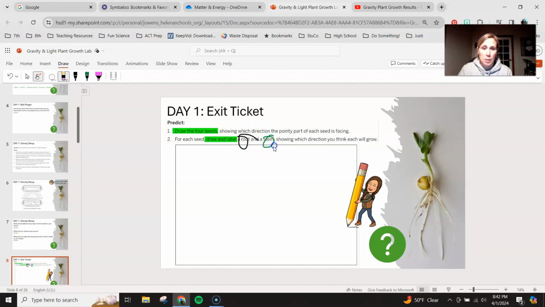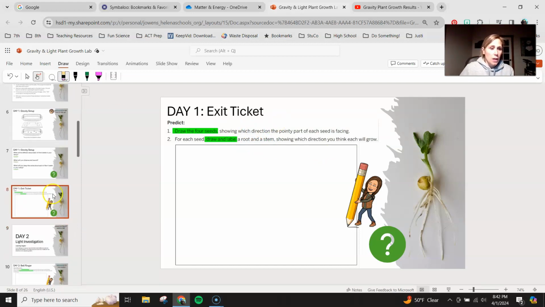So draw your 4 seeds, and make a prediction as to which direction the stems and the roots are going to grow. Okay, you don't need to turn this in yet, as we still have day 2 and day 3 over the next couple weeks to work on.